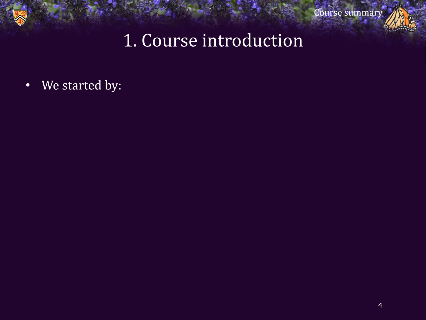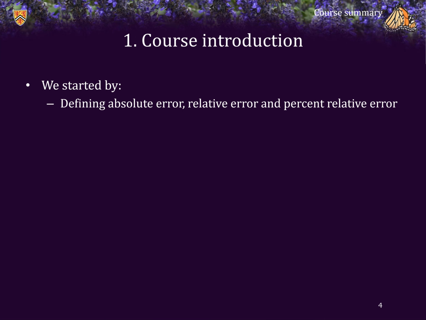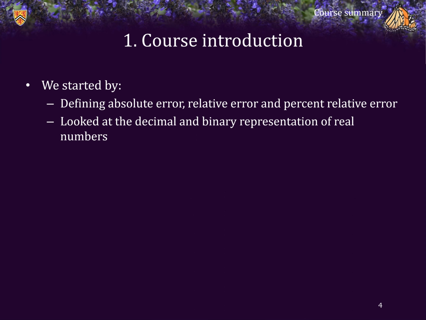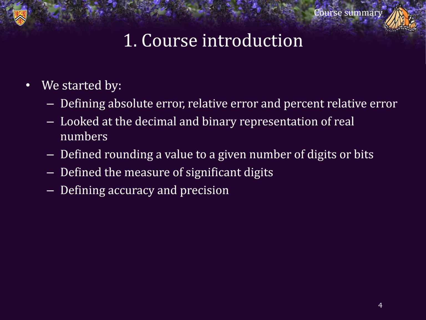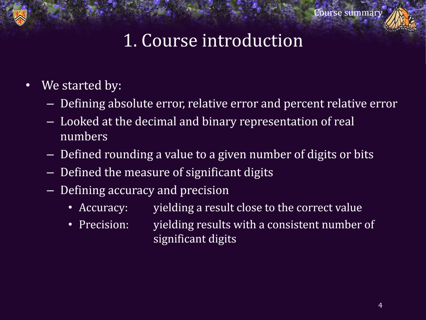Now, in the course, we started by defining absolute error, relative error, and percent relative error. We looked at the decimal and binary representations of real numbers. We defined rounding a value to a given number of digits or bits, that is, binary digits. We defined the measure of significant digits. We defined accuracy and precision. Accuracy is yielding a result that is close to the correct value. Precision is yielding results with a consistent number of significant digits.